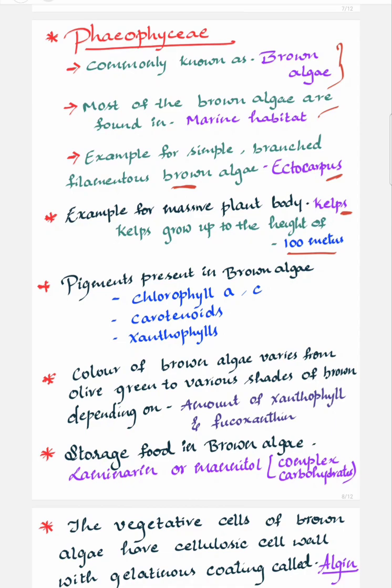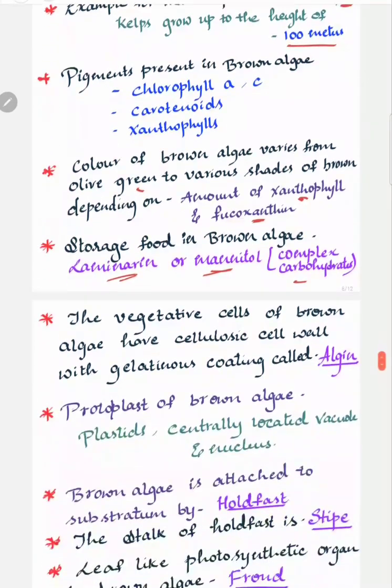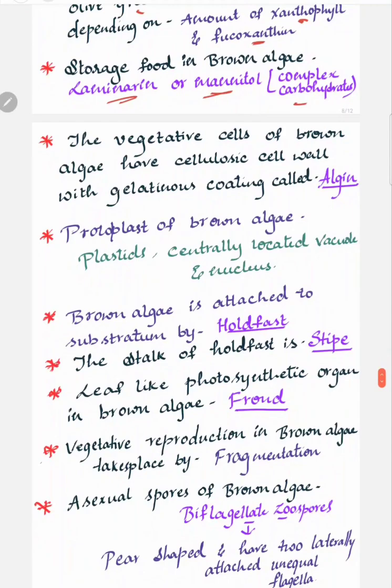The color of the brown algae varies from olive green to various shades of brown, and it depends upon the amount of xanthophyll and fucoxanthin. These two are the pigments present in brown algae, right? The storage food in brown algae is laminarin or mannitol, which are complex carbohydrates. Coming to reproduction, the vegetative cells of brown algae have a cellulosic cell wall with a gelatinous coating, and this is called algin.